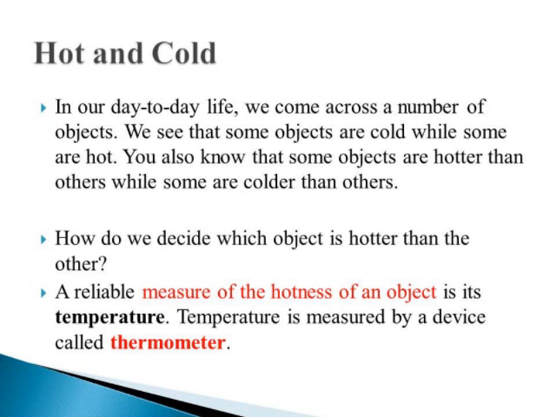Hot and cold. In our day-to-day life, we come across a number of objects. We see that some objects are cold while some are hot. You also know that some objects are hotter than others while some are colder than others. How do we decide which object is hotter than the other? A reliable measure of the hotness of an object is its temperature. Temperature is measured by a device called thermometer.